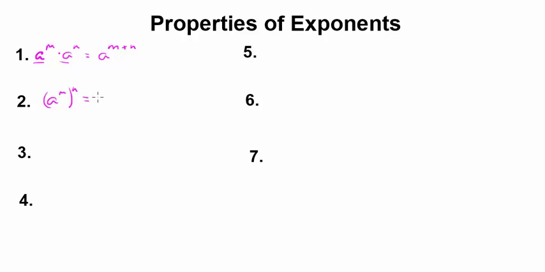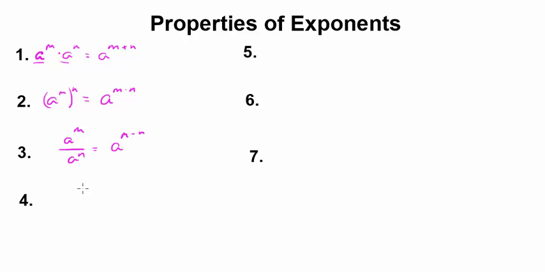Property number 2 says that if you have a to the m to the n, sometimes this is referred to as power of a power, you can then multiply the exponents, so a to the m times n. The third property says that if you have a to the m over a to the n, this is very similar to property number 1, notice, except that the operation here is division instead of multiplication. So assuming that the bases are the same, then you can have a to the m minus n.